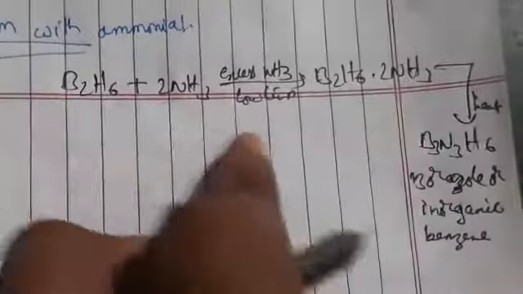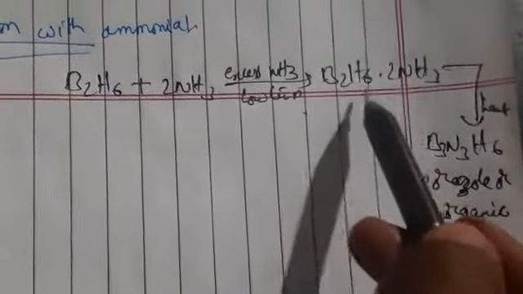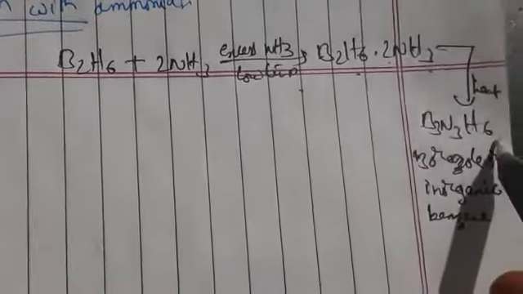So B2H6 is treated with 2NH3 in excess. It forms B2H6.2NH3, and on heating, B3N3H6, borazole or inorganic benzene. So this is one of the properties.